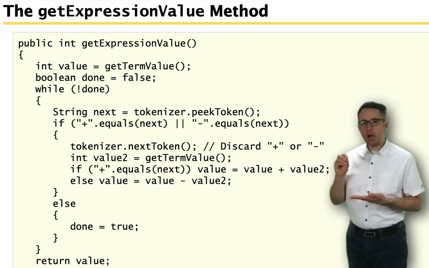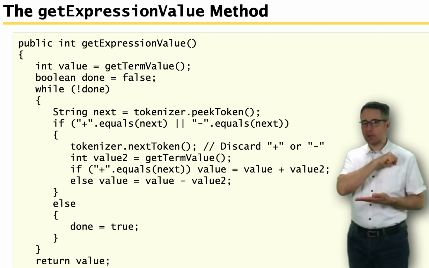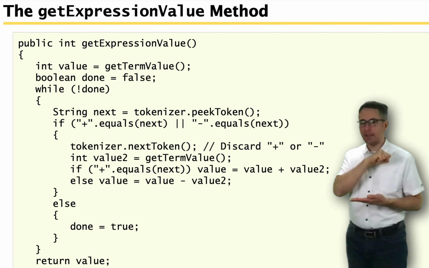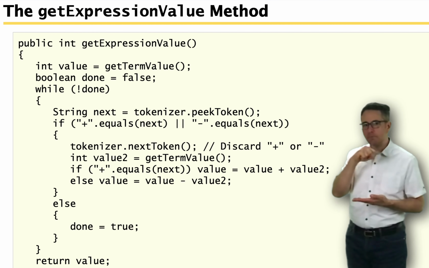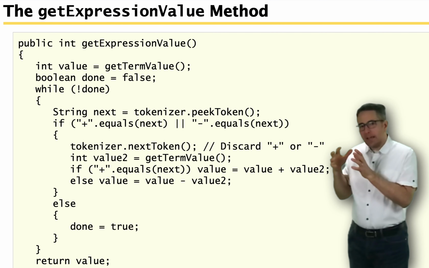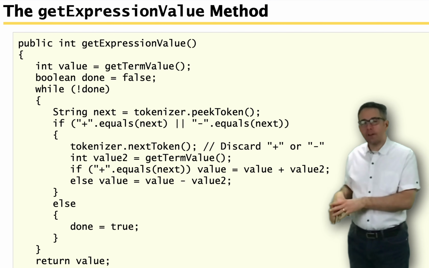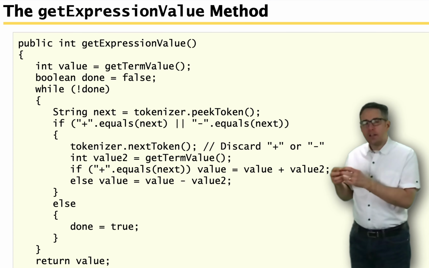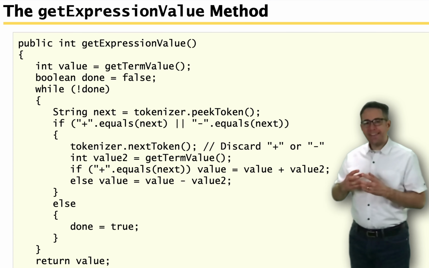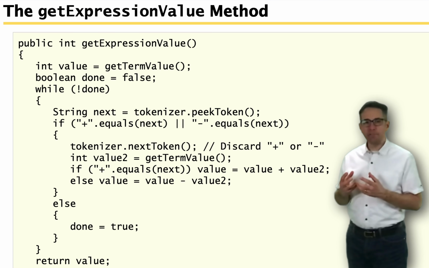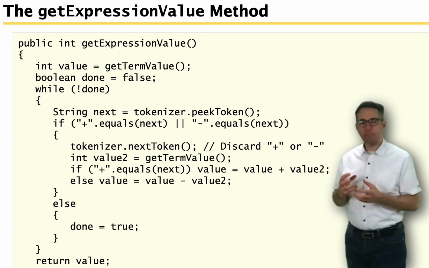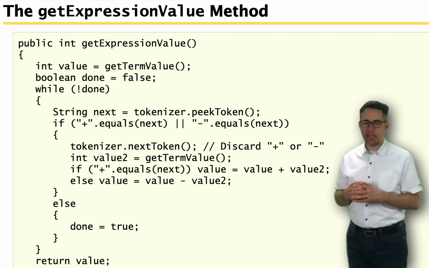What we'll do is we'll say, oh, we know what's coming next is the plus or the minus. So we're going to go ahead and consume that token by calling tokenizer.nextToken. That'll pull that plus or minus that we know is there off of our string. And now when we call getTermValue, then we're going to take what's left of that string and recursively allow the term value to pull off the next term from it. So we'll get value 2. And then now, depending on whether what we pulled off of our string was a plus or a minus, we're going to add or subtract those two values together.